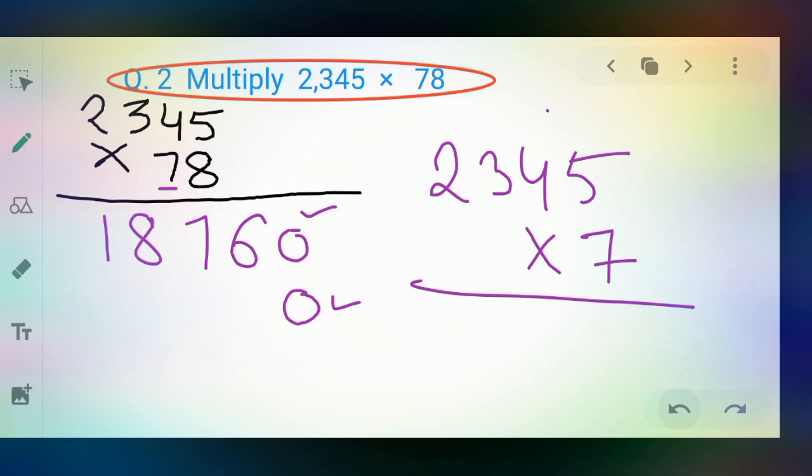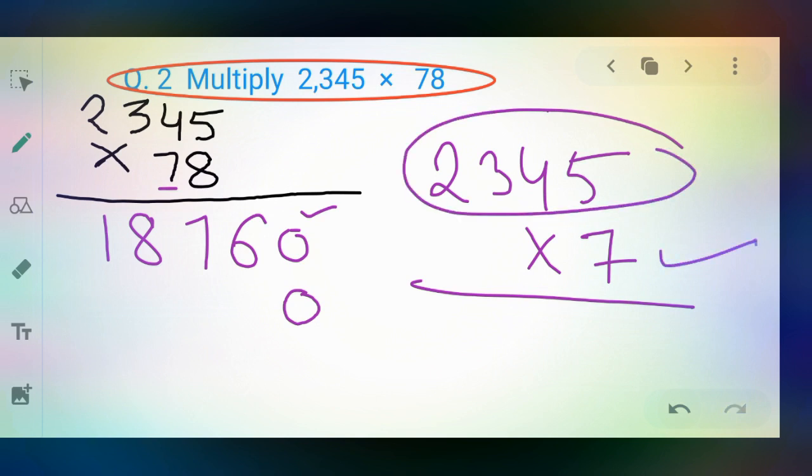Okay, now after doing this, you have to multiply this number by 7. This 0 I already put here, so there is no need to put this 0 here. Now you have to multiply directly by 7. Now you know very well, 7 5s are, what is the answer? 35, and 3 becomes carry.